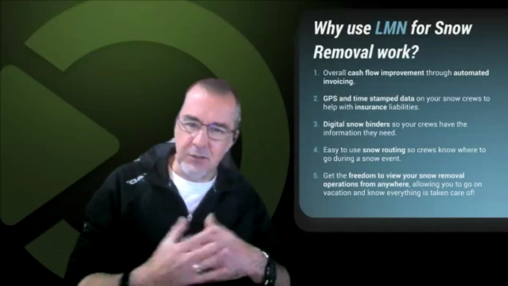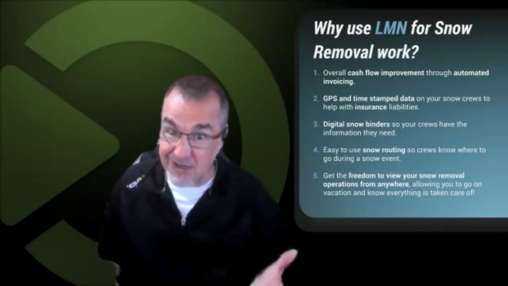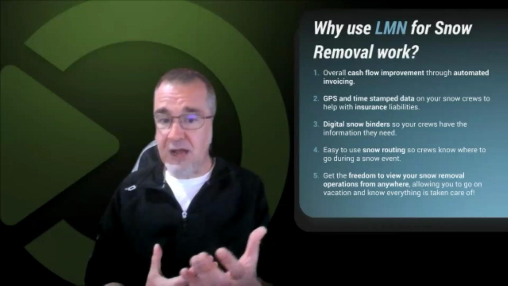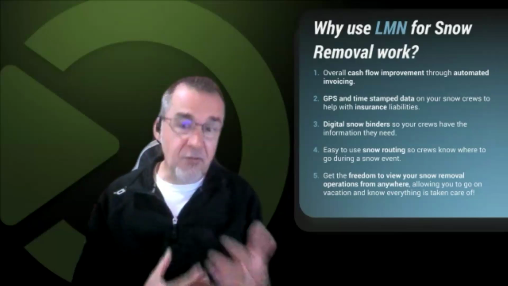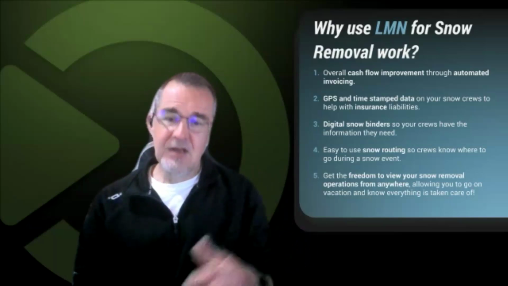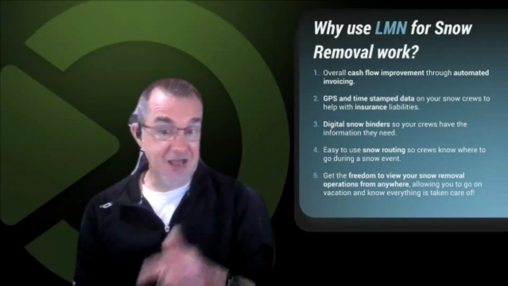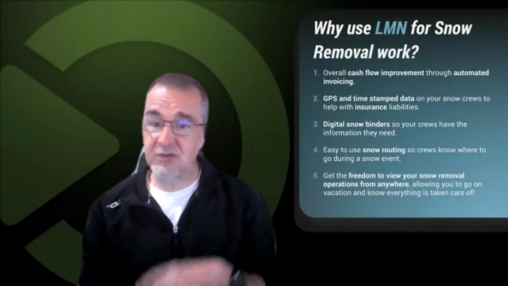Another feature that's available with the LMN software is that you have GPS and time-stamped data on your snow crews to help with insurance liability, right? For those of you using our LMN Crew mobile app to track your snow operations, make sure that your crews know that they need to do before and after photos. And of course, make sure that when you set up your job types, which we'll be talking about a little bit in our session this morning, you've got your weather notes turned on. This is going to ensure that your customers, as well as yourselves, have all the actual information of what's going on when your crews are handling a snow event.